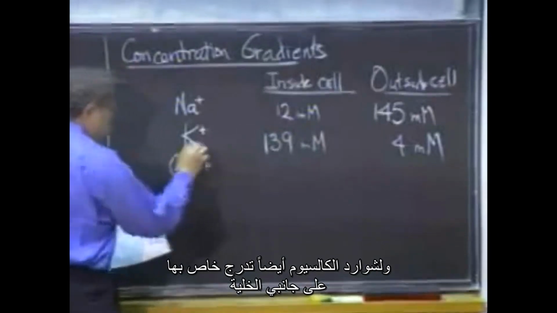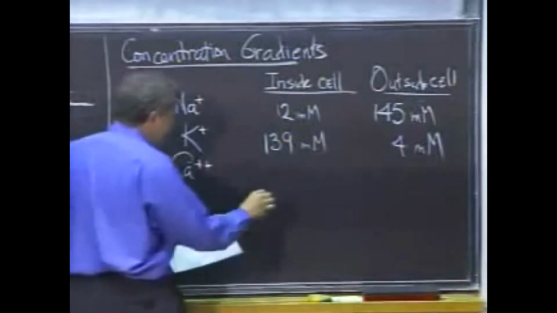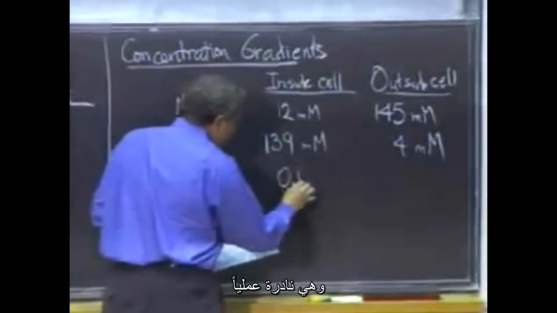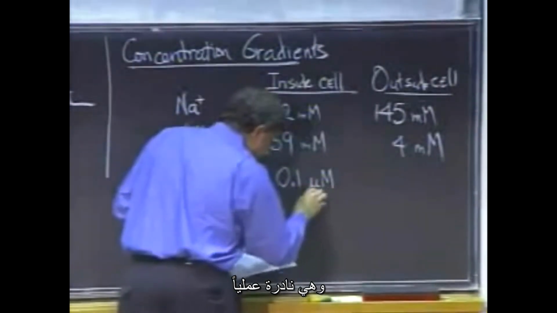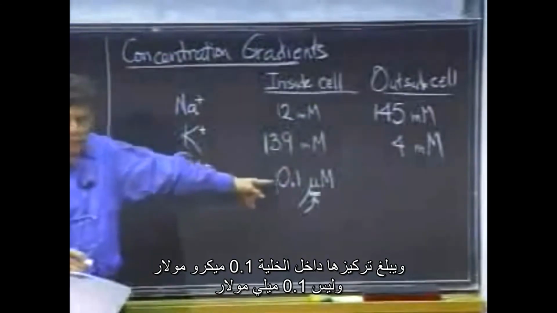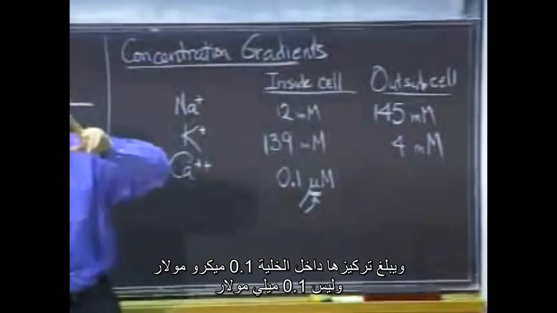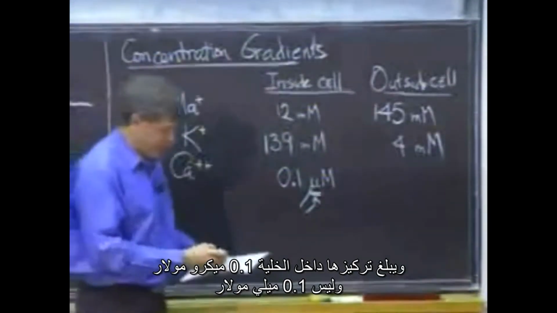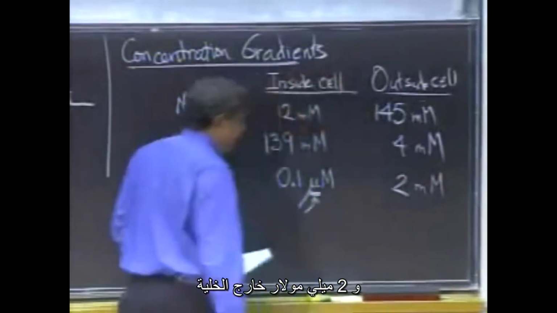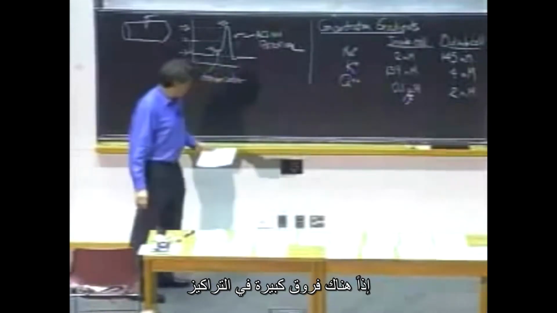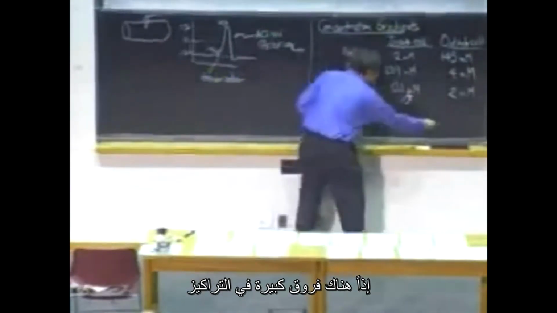Calcium ions also have a gradient across this cell. They are virtually rare: 0.1 micro, not milli, micromolar inside the cell, and 2 millimolar outside the cell. So there are very big differences in the concentrations.